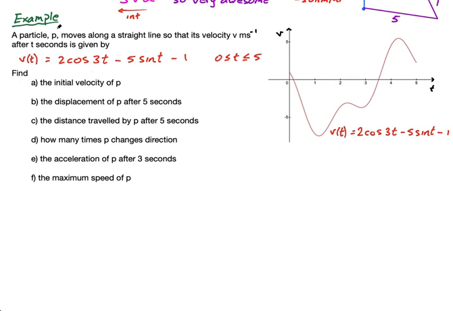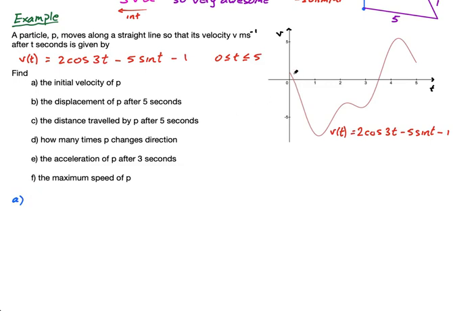A particle P is moving along a straight line so that its velocity v meters per second after t seconds is given by this. So this is a velocity function, and this is a velocity-time graph. The x-axis is time, the y-axis is velocity. It's not x and y, it's t and v. So time and velocity, and this tells us what its velocity is after a certain amount of time. Find the initial velocity of P. Okay, let's begin.